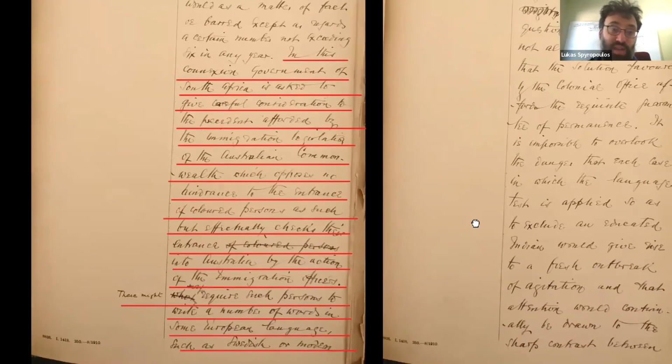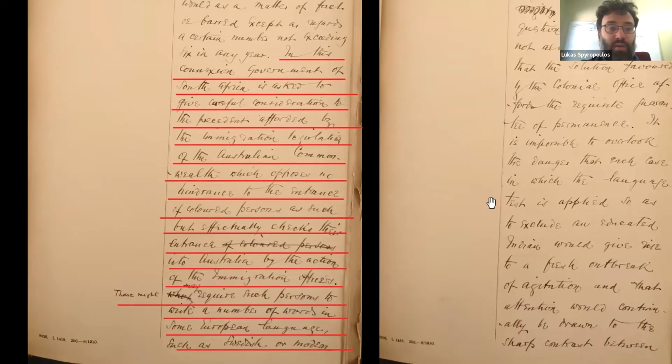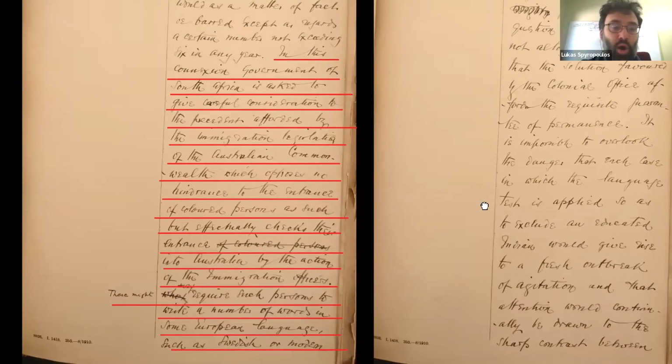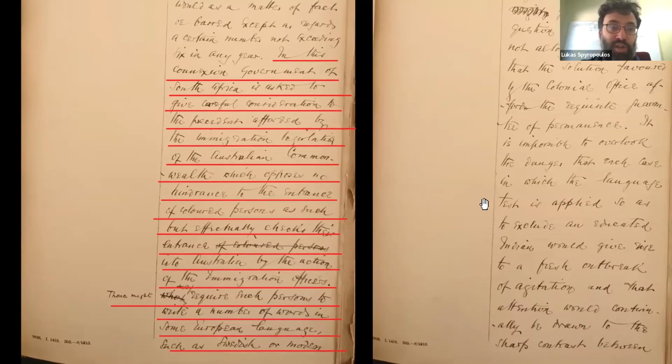Why I think this is interesting is that there's a whole rest of this file in which they're getting very upset with the South Africans going back on their agreements about being a home for the British, for British subjects.